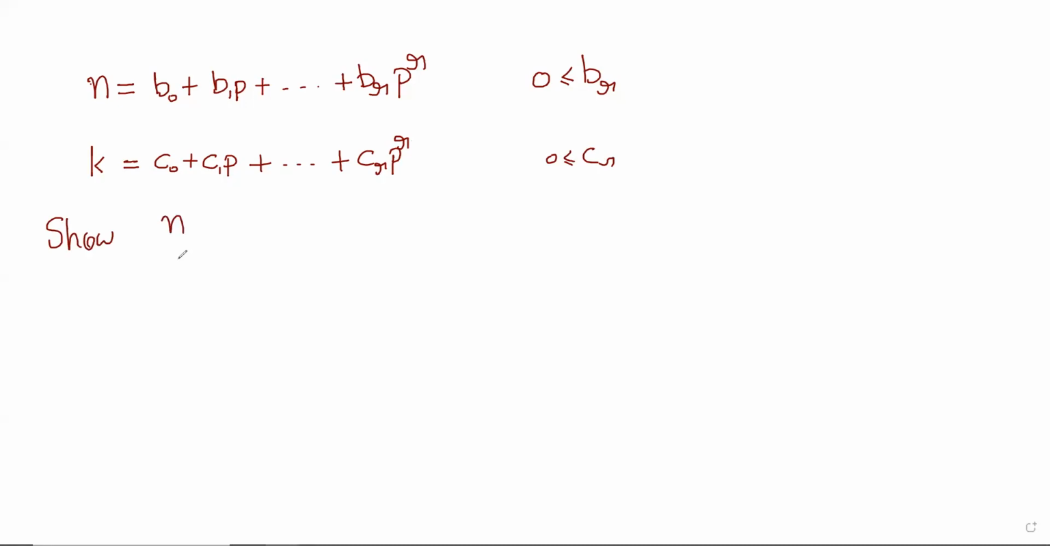So, and choose K. And choose K equal to B naught choose C naught, dot dot dot, B1 choose C1, till BR choose CR. And modulo anything? Modulo P. Okay.